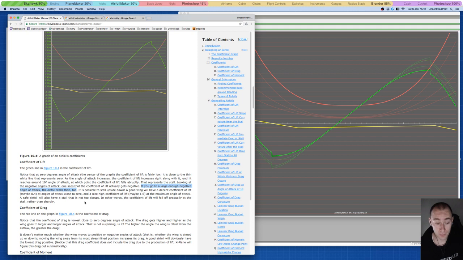Again, I'm new, I'm just trying to figure this out, guys. Yeah, it's possible to stall upside down. Well, upside down, are we upside down with a negative angle of attack? This is a little bit confusing, but I think I was right with that example.